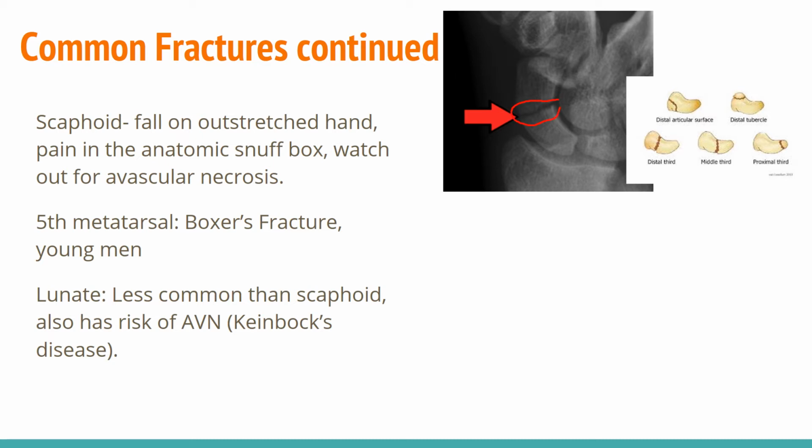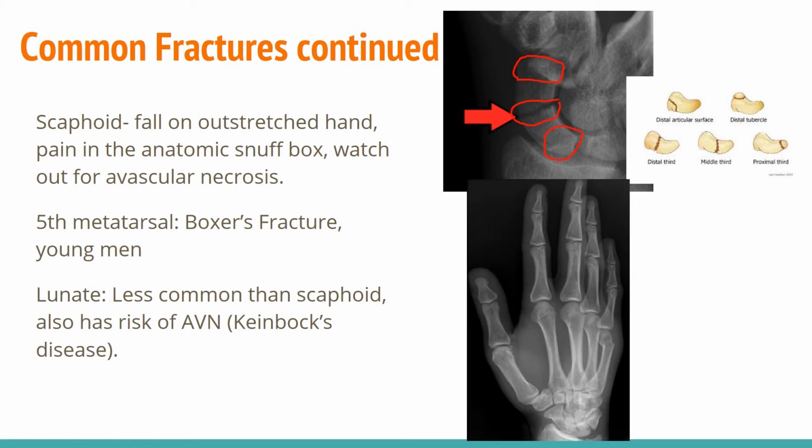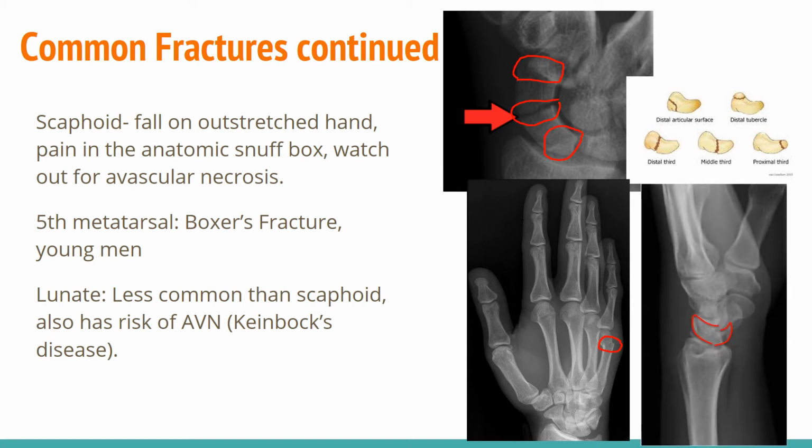So you can see a fracture here through the middle third. Middle third is the most common area of fracture. In terms of other fractures, the proximal third takes much longer to heal, like 12 to 24 weeks, when compared to the distal fractures that occur, which may heal in 6 to 8 weeks. A fifth metacarpal or boxer's fracture is common in young men. You can see here. Lunate fractures are less common than scaphoid. However, there's also an increased risk of avascular necrosis or Kienböck's disease, and you can see the fracture of the lunate here.